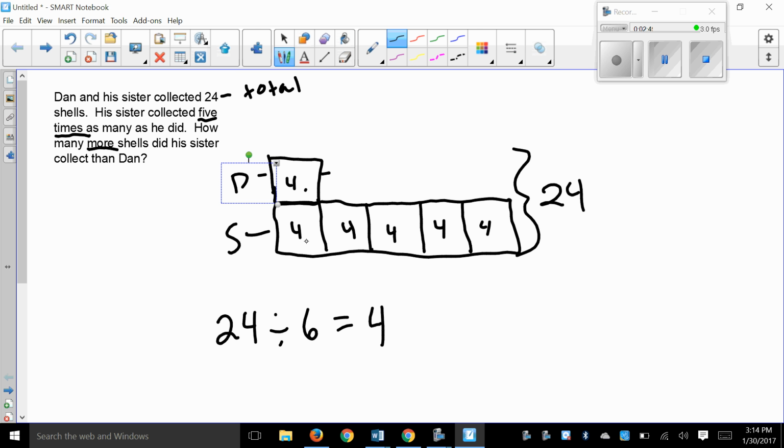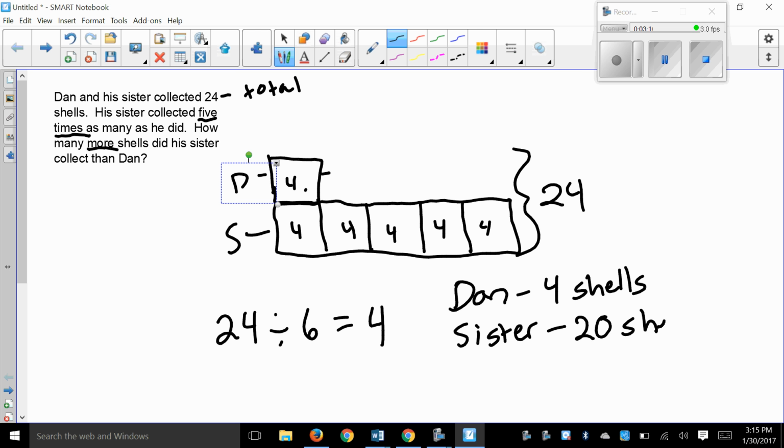So because Dan's value is only 1 part, I now know Dan collected 4 shells. But his sister collected 4, 8, 12, 16, 20 shells. So now I figured out how many shells Dan collected. I figured out how many shells his sister collected. But I'm not done yet because there's still the question that I need to answer. It says, how many more shells did his sister collect than Dan?